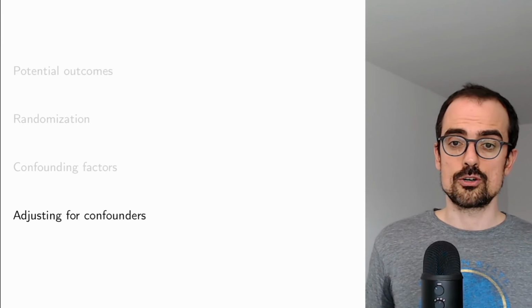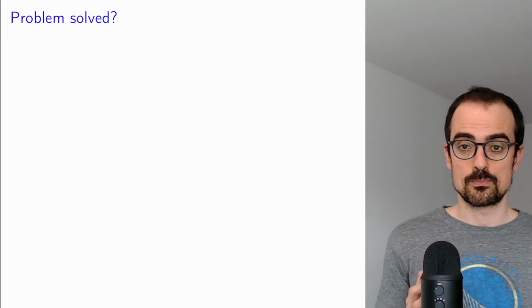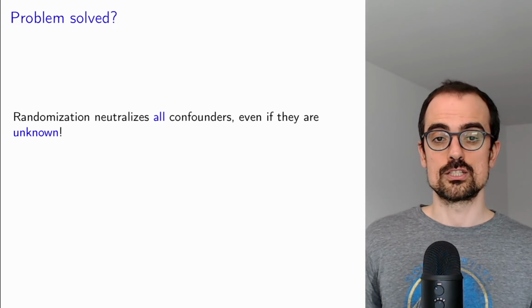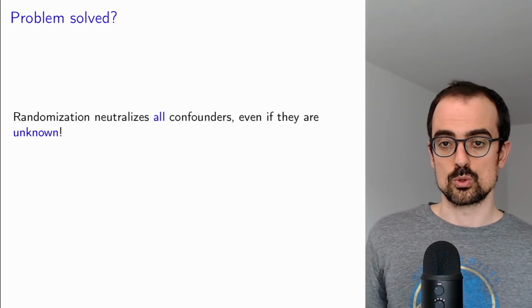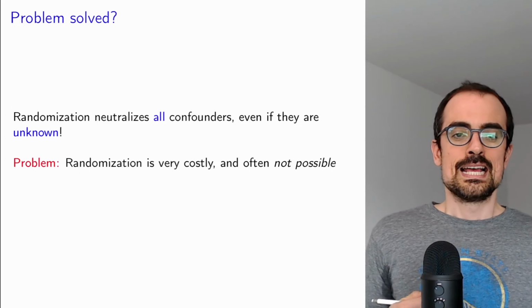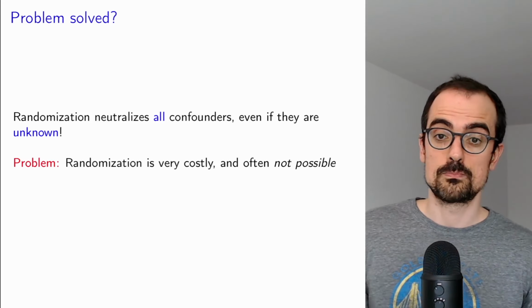So is this the end of the story? Not quite. This is a solved problem if you have access to randomization. It's true that randomization neutralizes all confounders, even if they are unknown, and that's why we use it in randomized controlled trials, and that's why we know the COVID-19 vaccine works. The problem is that randomization is very costly, and often it's not possible.